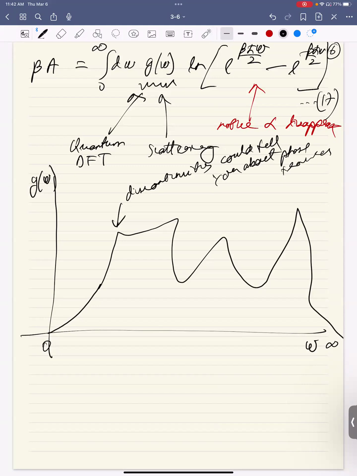In the next class, what we are going to do, but for any curve, the integral of G of omega d omega should be equal to 3N. That's the only thing. So the curve has to go to 0 at infinity also. If it's not going to 0, your integral is probably going to diverge. So that's not going to work.